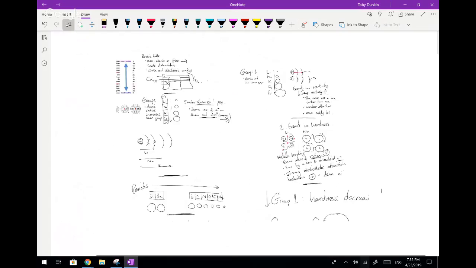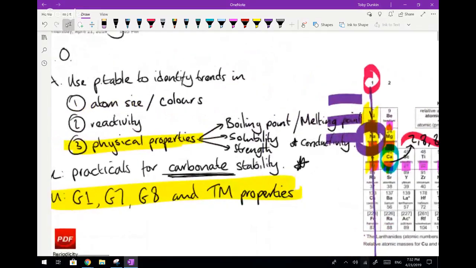So let's go back to my learning objectives. We've got atom size, reactivity, and I've just covered melting point and strength. Now, just to mention conductivity, people often ask how the conductivity would vary. Well, the conductivity will be almost the same. There will actually be a slight difference, and it goes on the softness link.